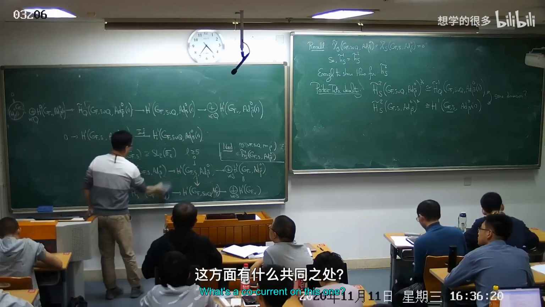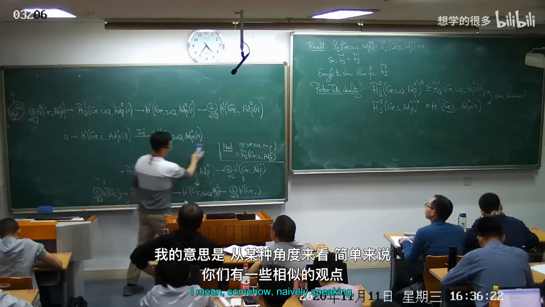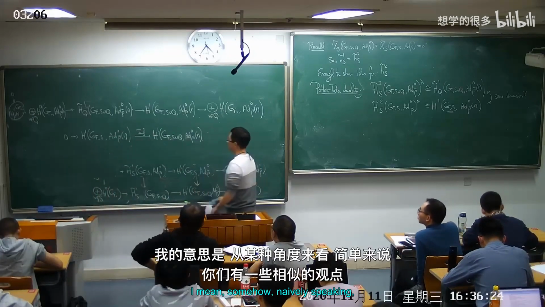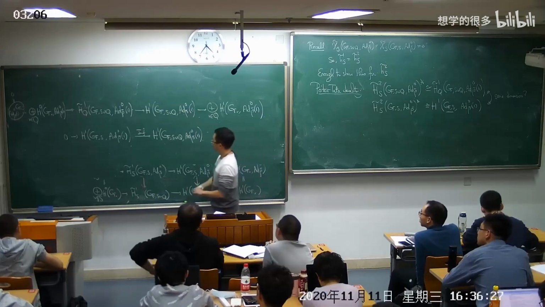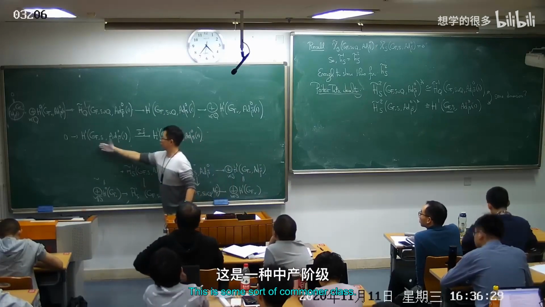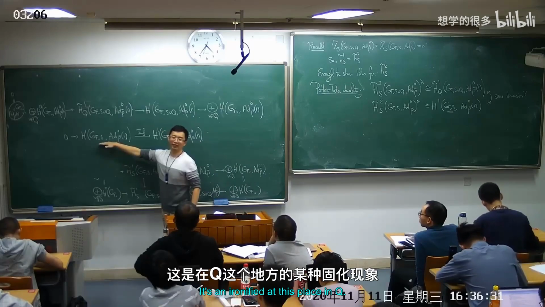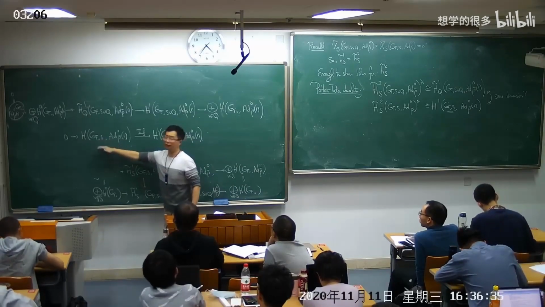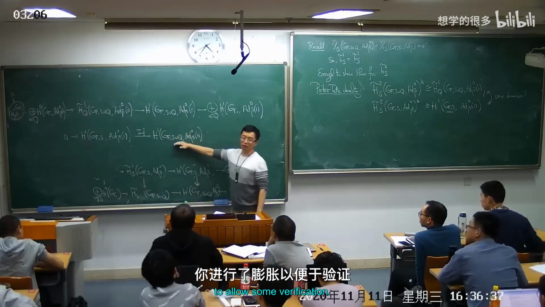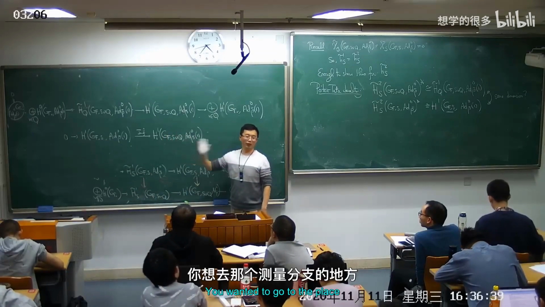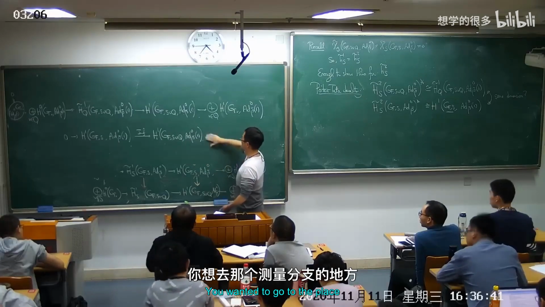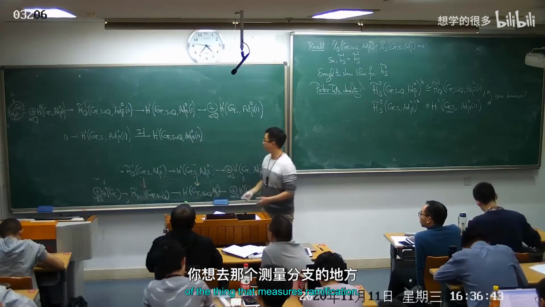What's the cokernel of this one? Somehow, naively speaking, you have some class. So this is some sort of a cohomology class that is unramified at places in Q, because the group is unramified. And you inflate it to allow some ramification. How do you go back? You wanted to go to the place of the thing that measures ramification.